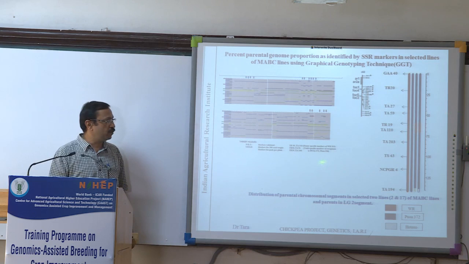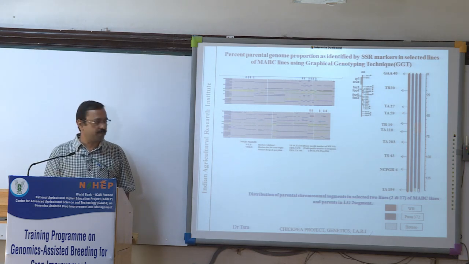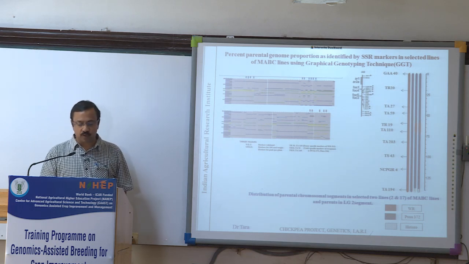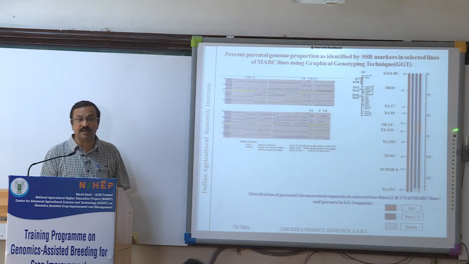So now if you look down into this particular chromosomal complex of LG2 loci, we have this TR19 and I think TA110.